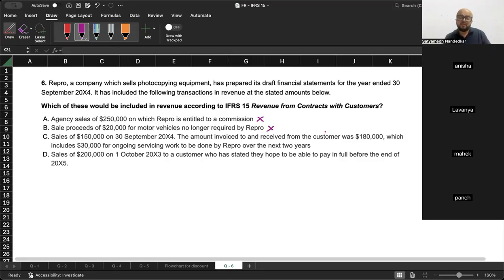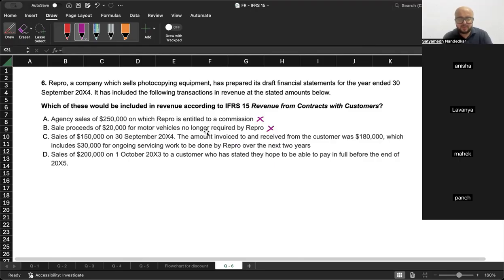Then sale of 150,000 on 30th September. The amount invoiced on 30th September 2004, a sale of 150,000 happened. Okay. The amount invoiced to and received from the customer was 180,000, which includes 30,000 for ongoing servicing work to be done by Repro over the next 2 years. On 30th September 2004 you made a sale, but 30th September 2004 is the end of the year. Right. When will the next year start? 1st of October 2004, the new year will start.